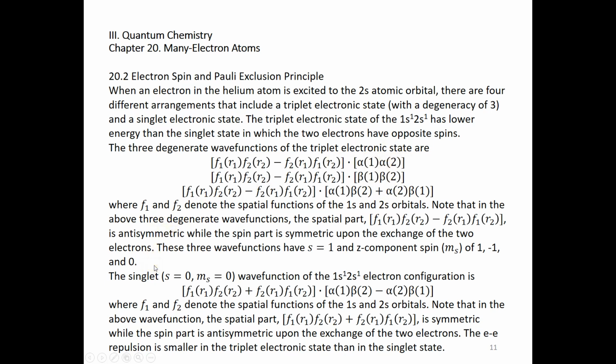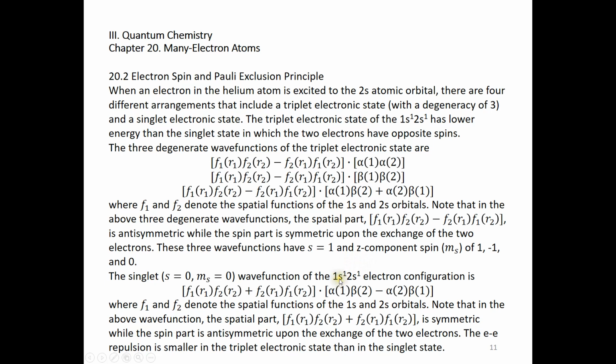Finally, let's look at the singlet, in which S is 0, M sub S is 0. We have a degeneracy of 1. Let's look at the wave function of the 1s1, 2s1 electron configuration here. Now this time, the spatial part is symmetric. The spin part is anti-symmetric. Overall, the product is anti-symmetric, in compliance with postulate 6.